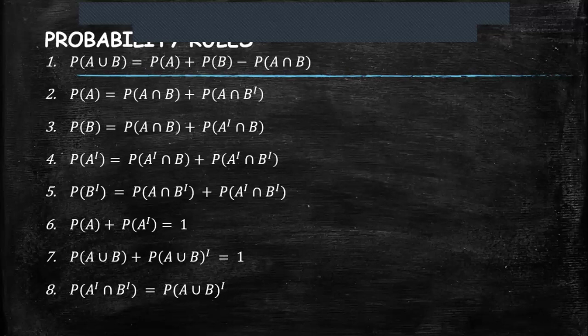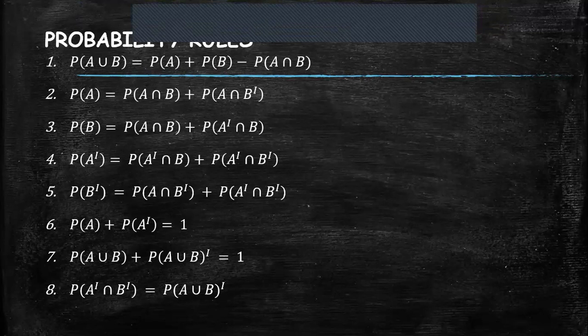In this lesson we are going to have a look at probability rules. Basically we have 8 of them, and then we are going to see how each of those rules is derived.